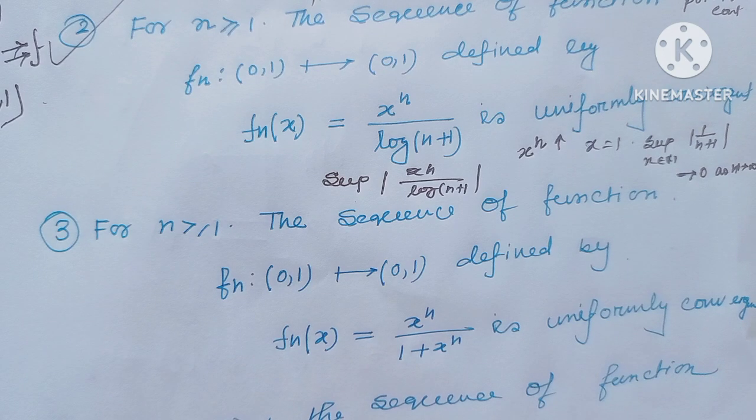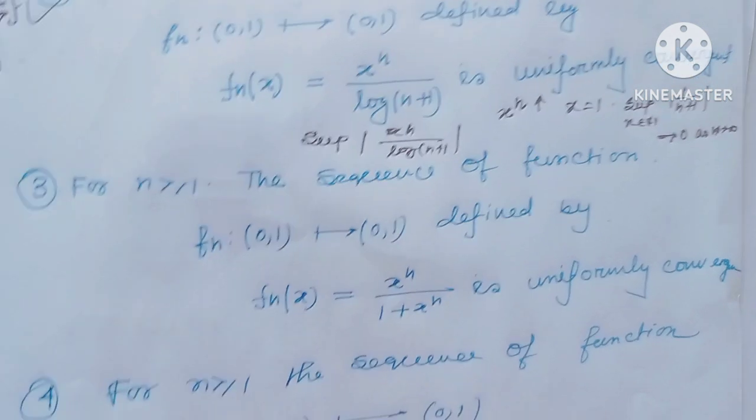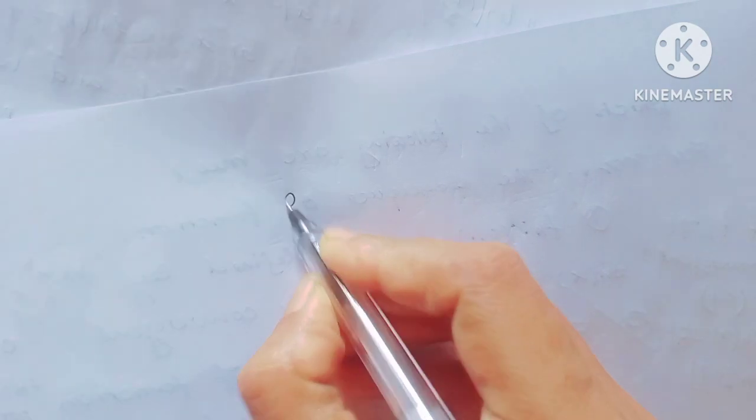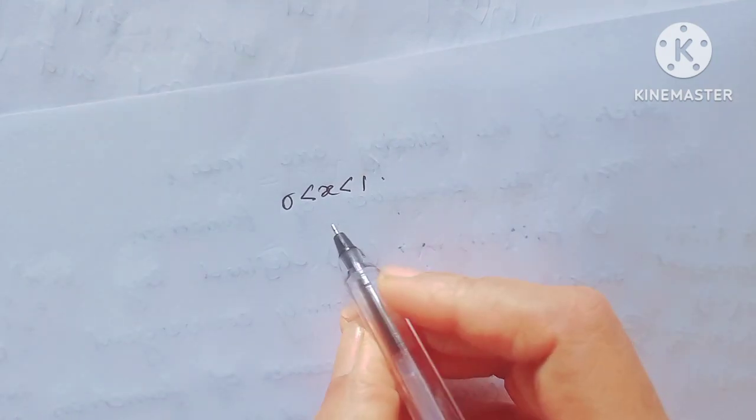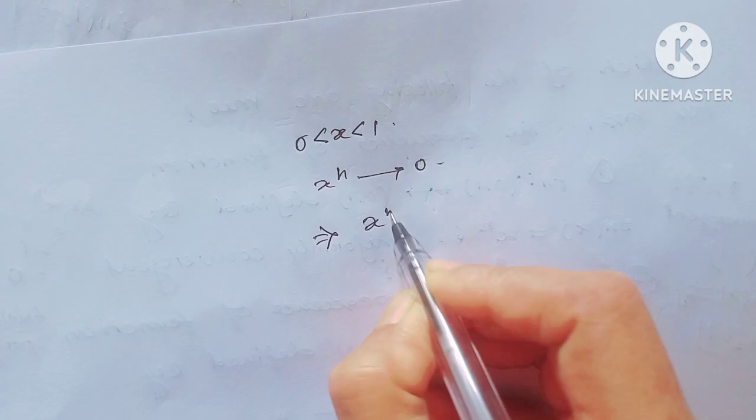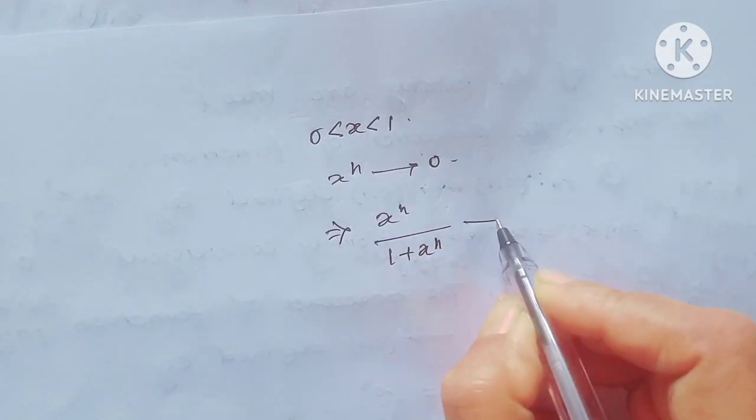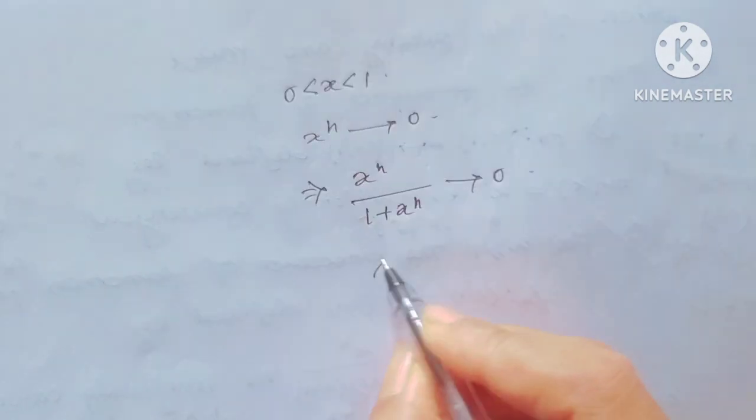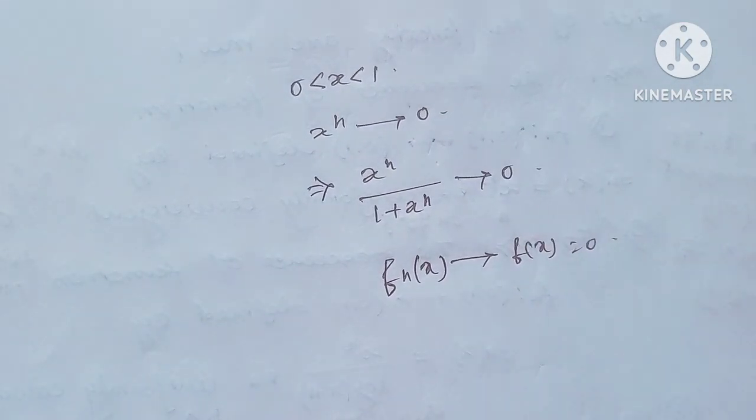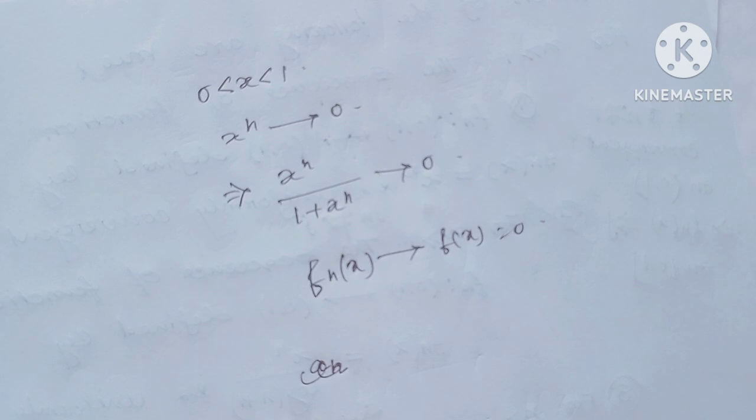Next: for n greater than or equal to 1, the sequence of functions fn from [0,1] to [0,1] defined by fn(x) equals x to the power n over 1 plus x to the power n, is it uniformly convergent? When 0 is less than x less than 1, then x to the power n tends to 0. That implies x to the power n over 1 plus x to the power n tends to 0. That means fn(x) converges to f(x) equal to the 0 function. Is this convergence uniform?